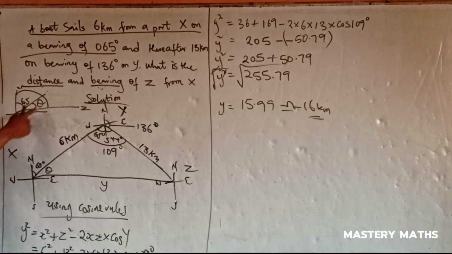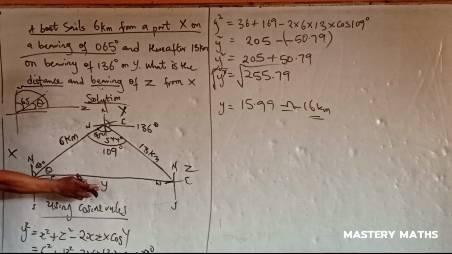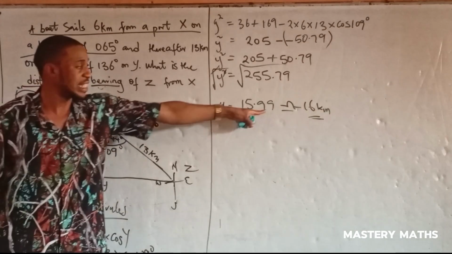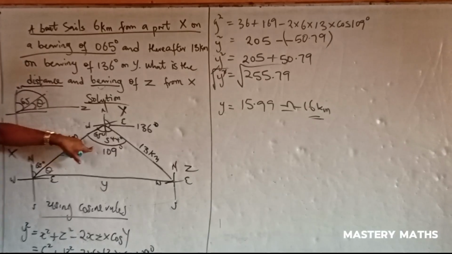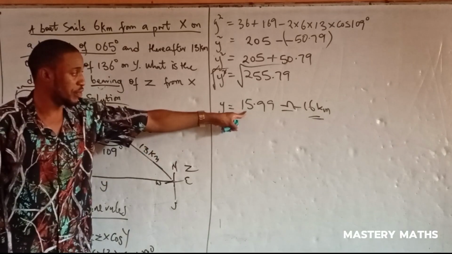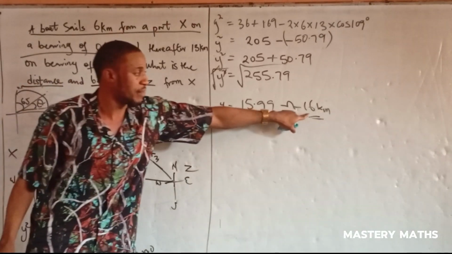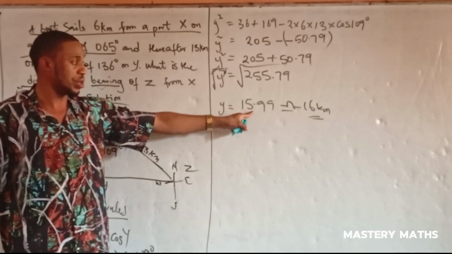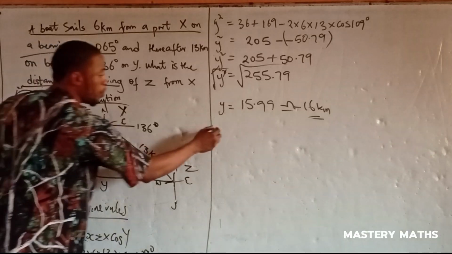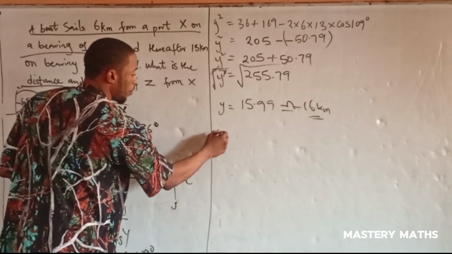Now how do we get this now? In order to get the bearing, you say your y, which gave us 15.99, over the angle inside. Remember, our y already gave us 15.99. I wouldn't want to use the approximated value. I want to make use of the real value here. So you say your y over the 109 using sine rule because we're looking for the bearing.